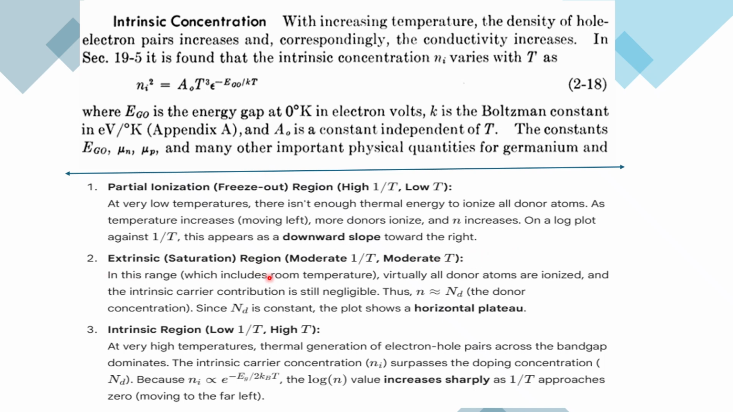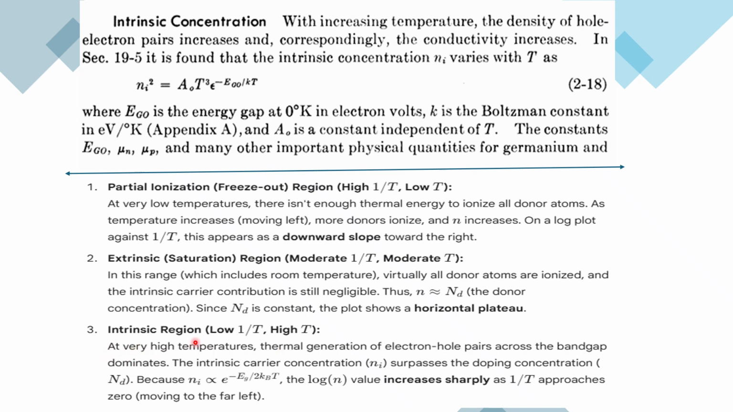Then for the second reason, that is for the constant value of log n, the extrinsic saturation region, that is a moderate value of 1/T. In this range virtually all donor atoms are ionized, right? And the intrinsic carrier contribution is still negligible, so n will be Nd. Since Nd is a constant, the plot is horizontal versus 1/T.